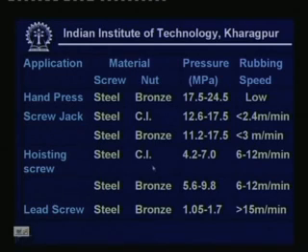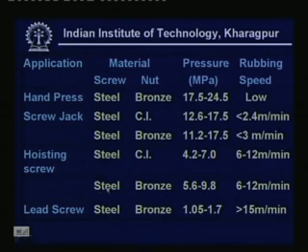Then we have the screw jack. The screw is steel, the nut is cast iron. Here the pressure is 12.6 to 17.5, a little lower than before. The speed is of course less than 2.4 meter per minute. So, this is quite a small speed. When we use bronze, then of course the bearing pressure is almost the same, 11.2 to 17.5, but with bronze we can go up to 3 meter per minute rubbing speed.